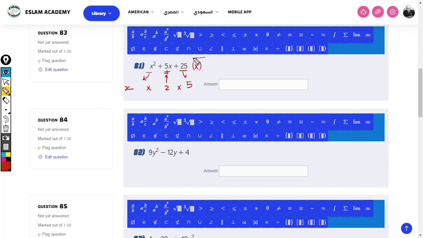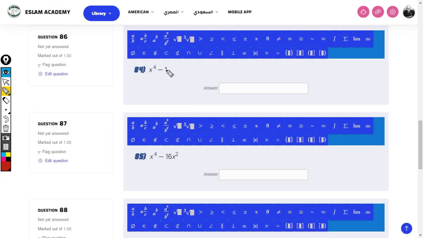We need two numbers. If you multiply them, the answer will be 25, and if you add them, the answer will be 5. You will not find any two numbers. If you multiply them, the answer will be 25, and by adding, the answer will be 5. It means this expression will be a prime expression.